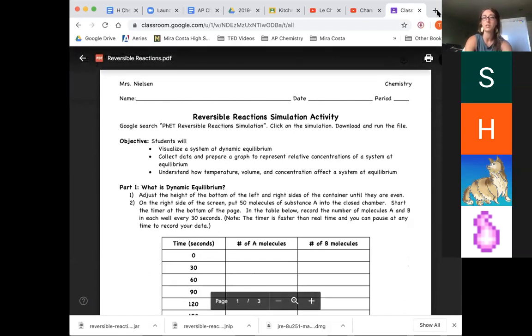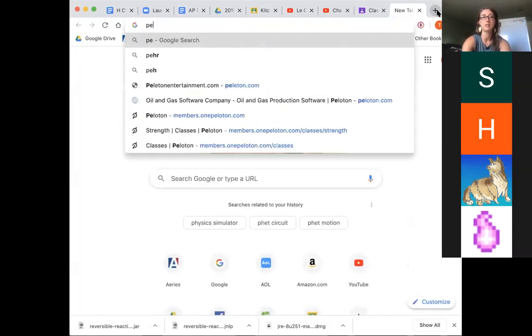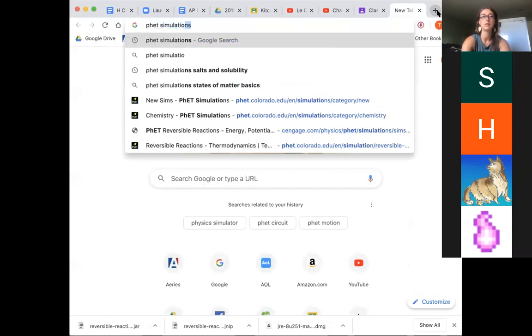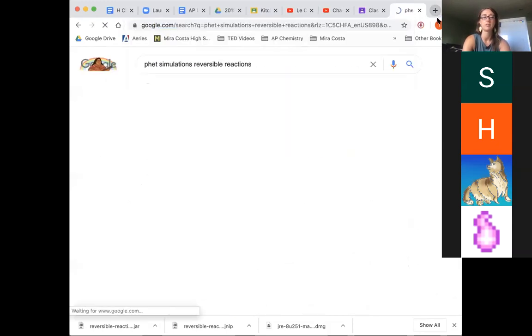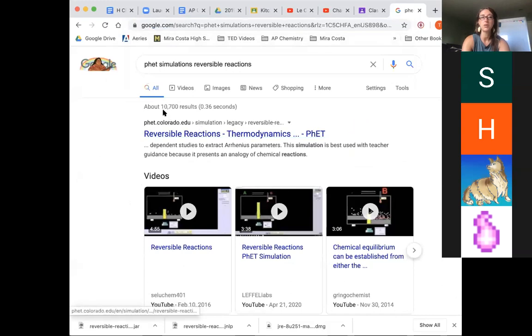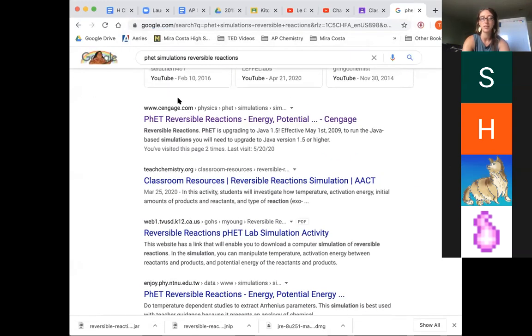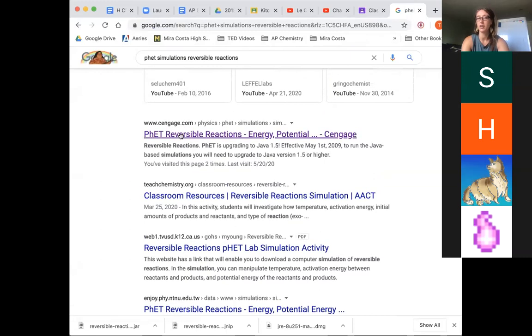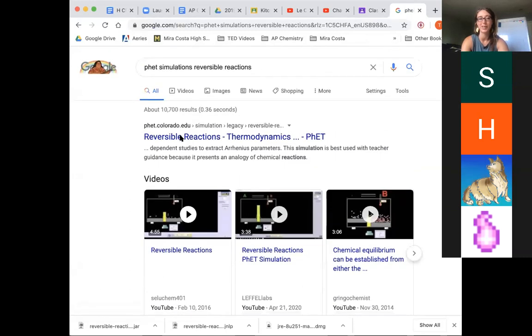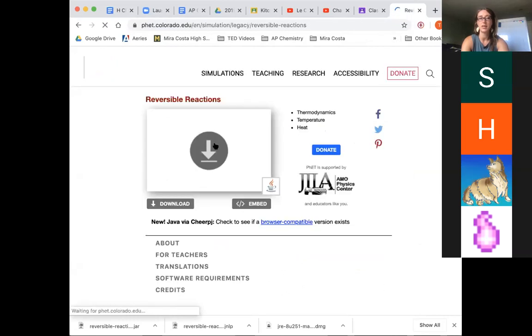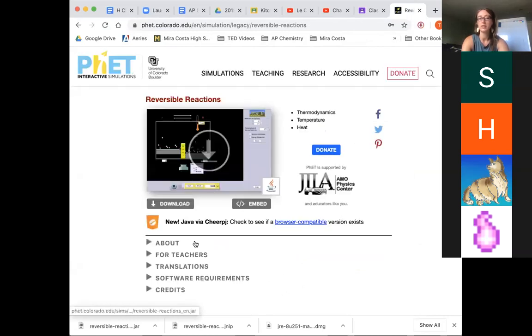So when you Google search PHET, make sure that you go to this website, the PHET Colorado website, because there's other ones here, like the Cengage one. I tried to go there first and it wasn't working. So make sure you go to this site. And when you download it, you might have to go into your security settings again and tell it it's okay to open it anyway. It's not going to harm your computer.